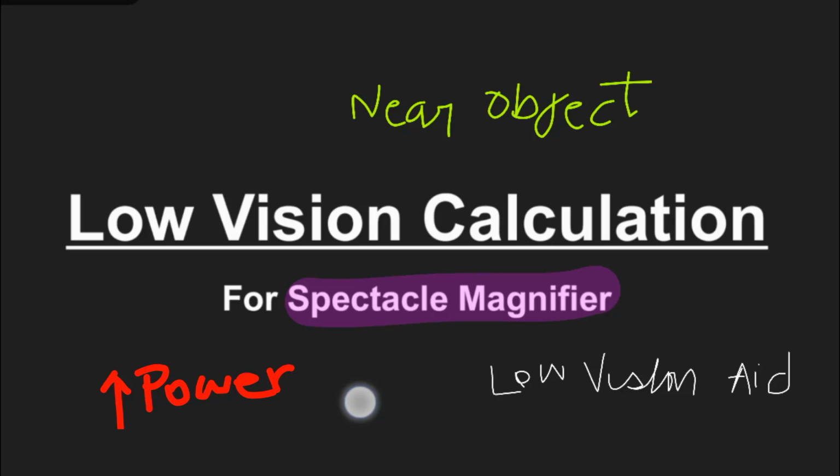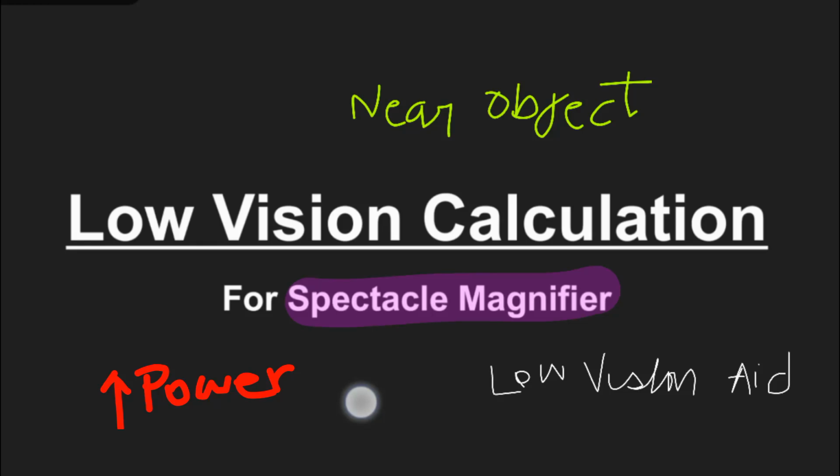So I have been telling you in each and every video regarding the low vision aids that if you are using any kind of low vision aid, you have to choose or select the power or magnification of that low vision aid for every patient, right? So what I mean is that for every patient the low vision aid power and magnification will vary, right?